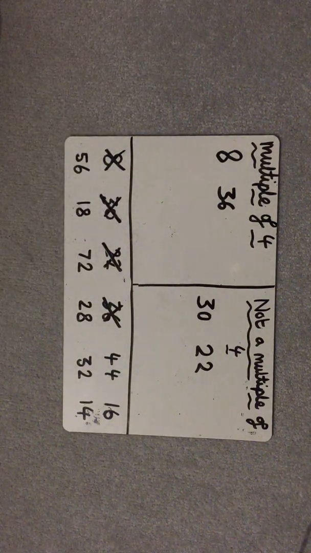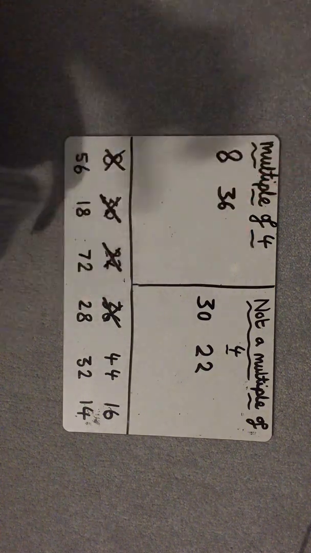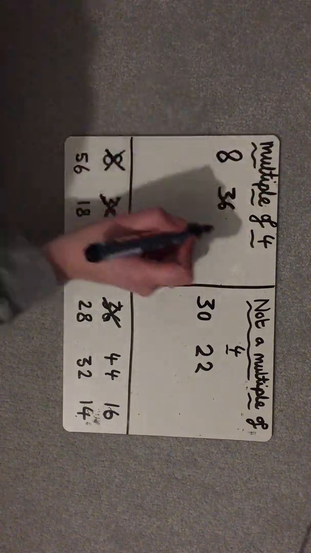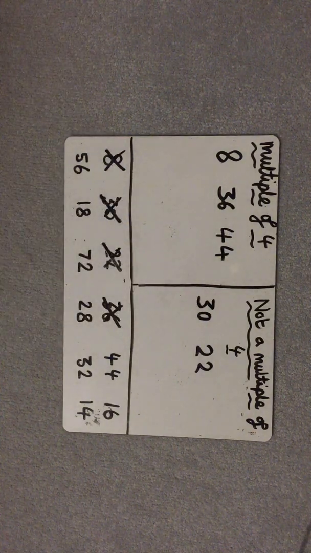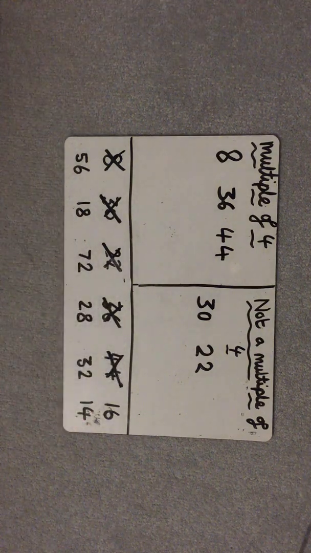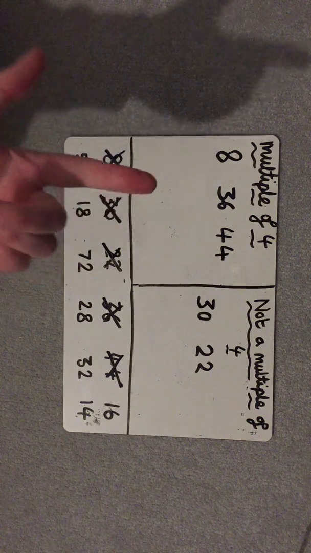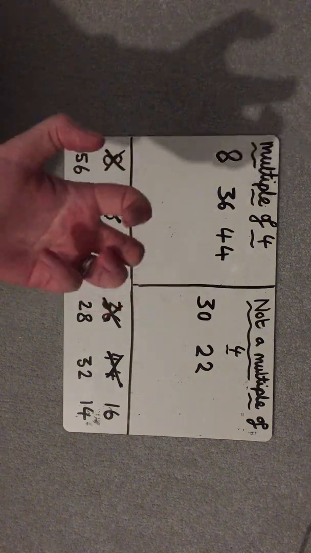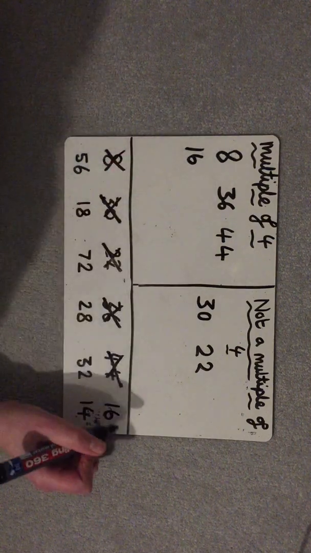Ready? Okay, my next number is 44. Where does it go? Multiple or not a multiple of 4? That's right, it is a multiple of 4 because I know 10 times 4 is 40. And if I count on, the next one will be 44. 16, that's an easy one. It's a small number, so we should know that one. 4, 8, 12, 16. 4 times 4 is 16, so it's in the 4 times table, so it's a multiple.